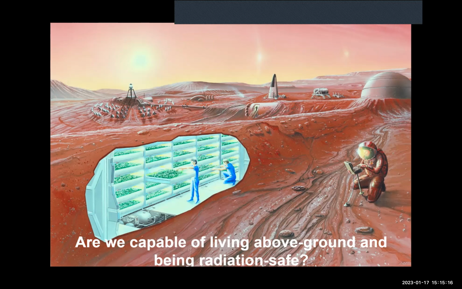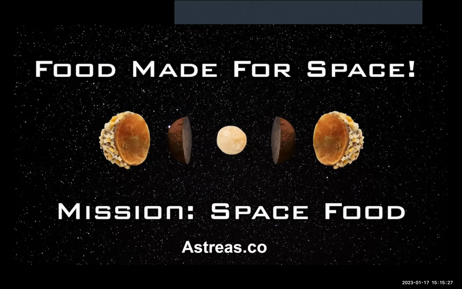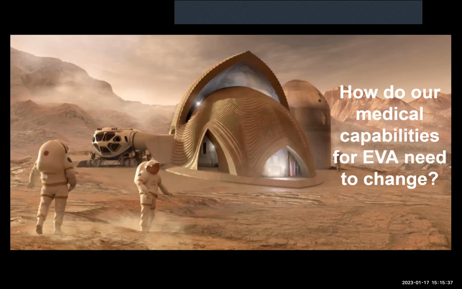We talked about the food problem, having a food that's low mass, long shelf life, tasty, that can provide the caloric and nutritional value that we need. So Astrius is one of the companies that I advise that's working on this problem. We also need to think about adapting our medical capabilities as the nature of the work that we do in space changes as well. So now our spacewalks are going to be not in zero G, but on rugged, slippery, dusty, rocky terrain. So the potential for trauma is higher.